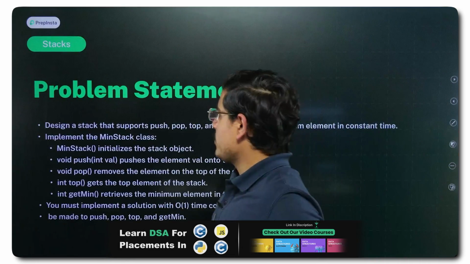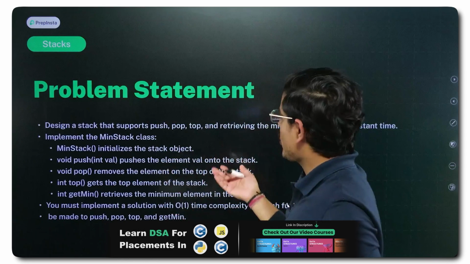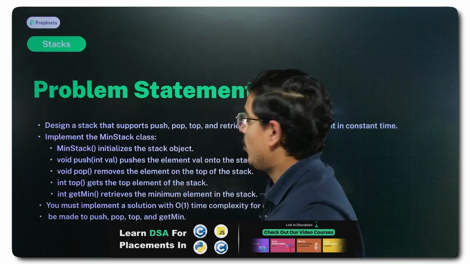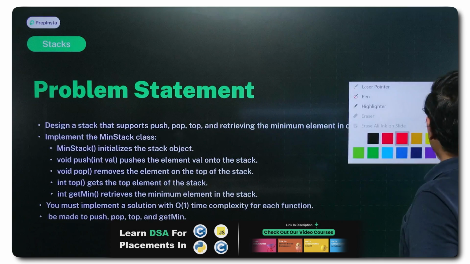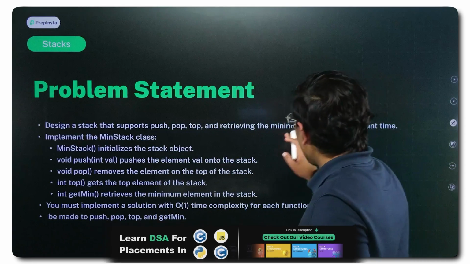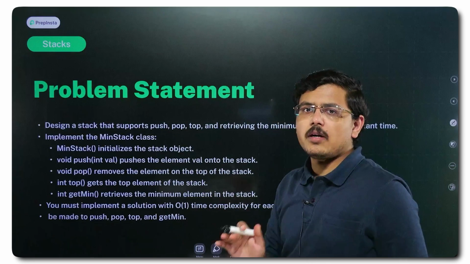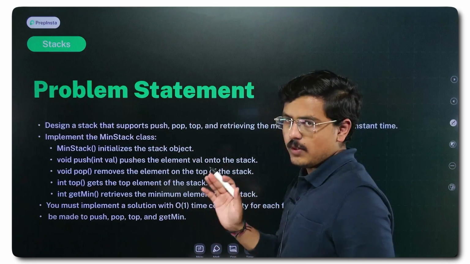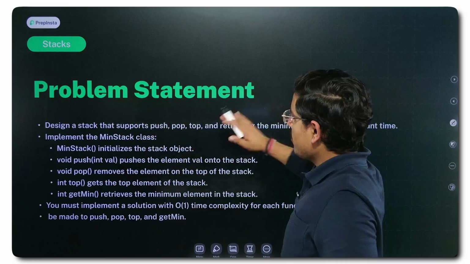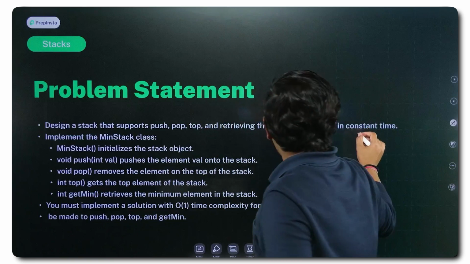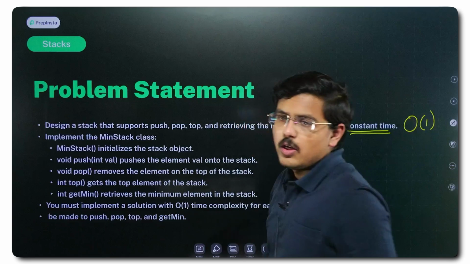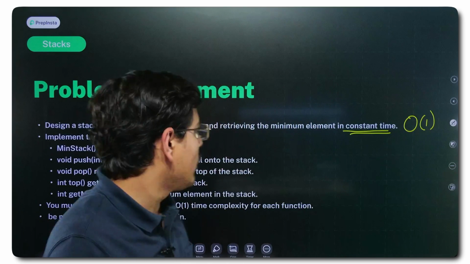So let's understand the problem statement. You have to design a stack that supports push, pop, top and retrieving the minimum element in constant time. Now, the challenge is that you have to build these functions push, pop, top, and alongside them you have to retrieve the minimum element from the stack. This is the basic given agenda to you. Now you have to implement this in constant time, which basically means order of 1.